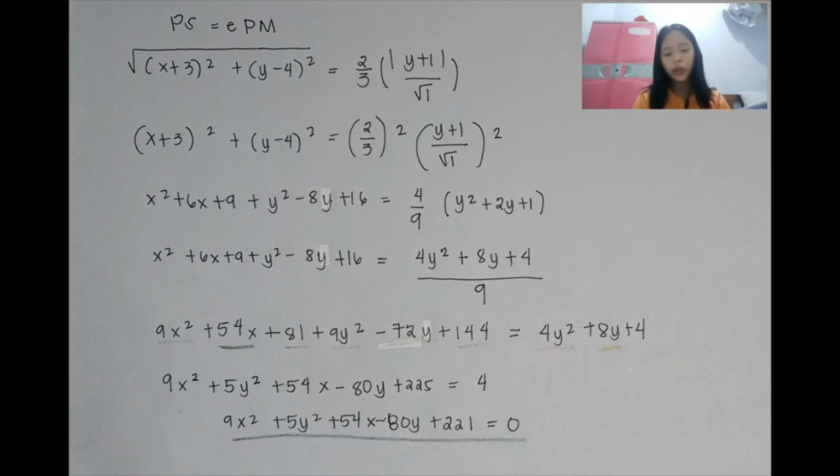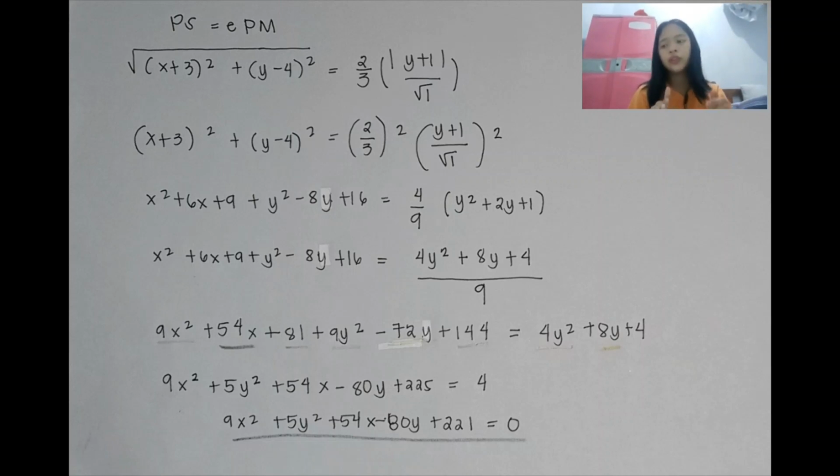Then minus 72y minus 8y giving us negative 80y. So sa constant naman natin, 81 plus 144 giving us 225. So ang natira sa right hand side is 4. So we need to transpose 4 giving us 9x squared plus 5y squared plus 54x minus 80y. So 225 minus 4 is 221 equals 0.